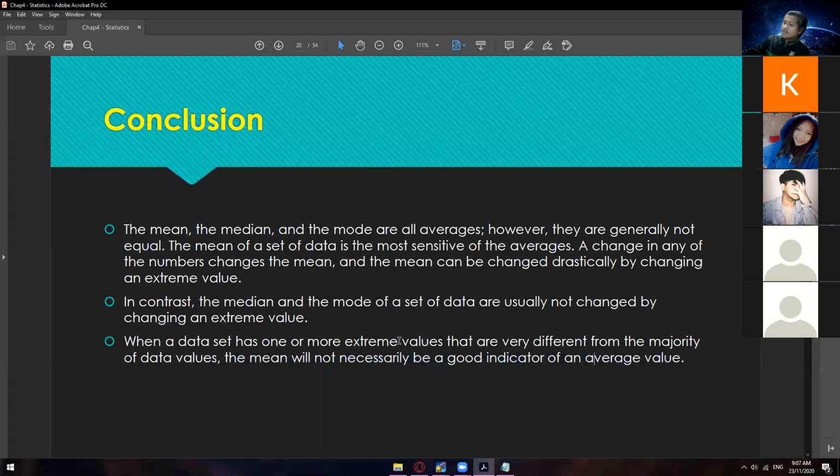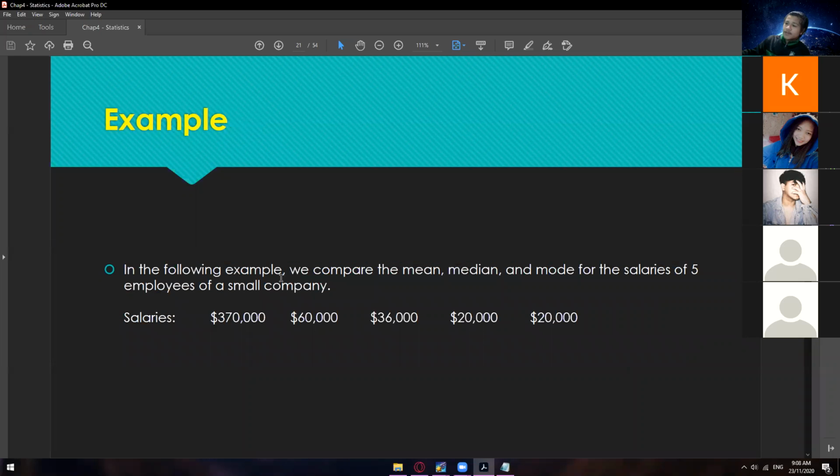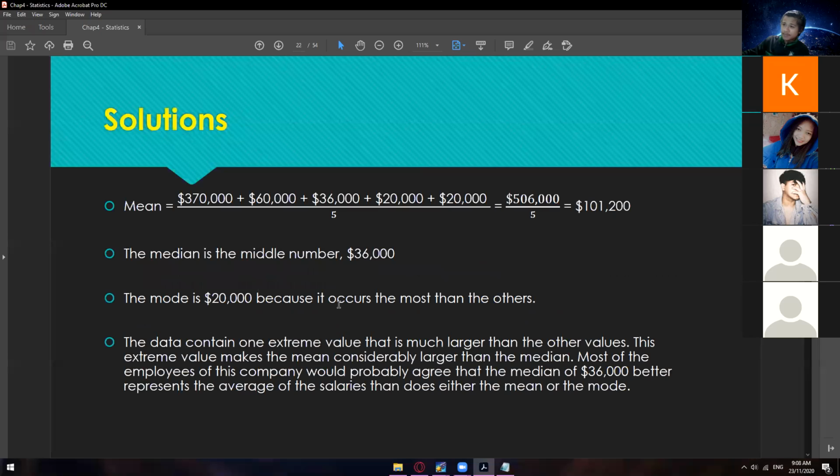All right, so let's have an example reflecting our conclusion. In the following example, we compare the mean, the median, and the mode for the salaries of 5 employees of a small company. The salaries are $370,000, 60,000, 36,000, 80,000, and then 20,000. So those are their salaries, and we're going to get their mean, their median, and then the mode.